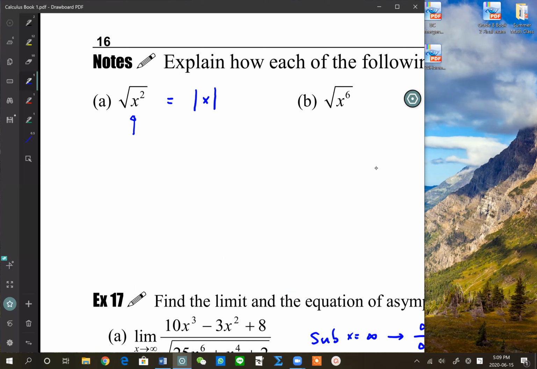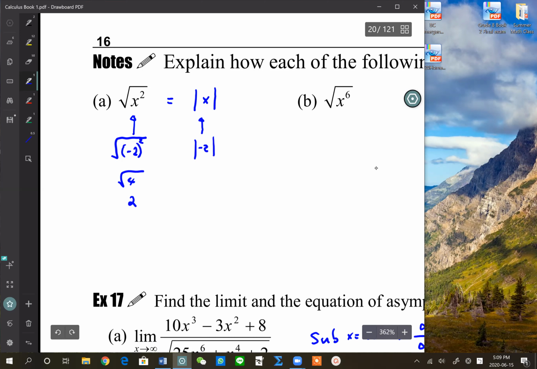Bring it back down to, for example, let's say I plug in -2 squared and square root. Then that will give you square root of 4, and that will give you 2, right? And then same thing here. If I plug in -2, it will also give you 2, right? So both sides do the same thing, giving you a positive value.